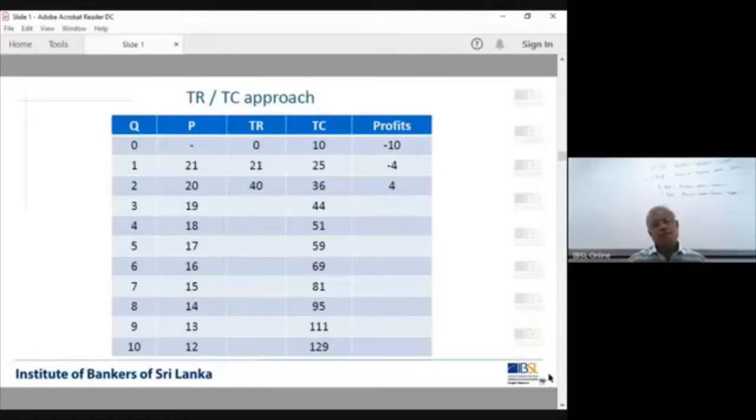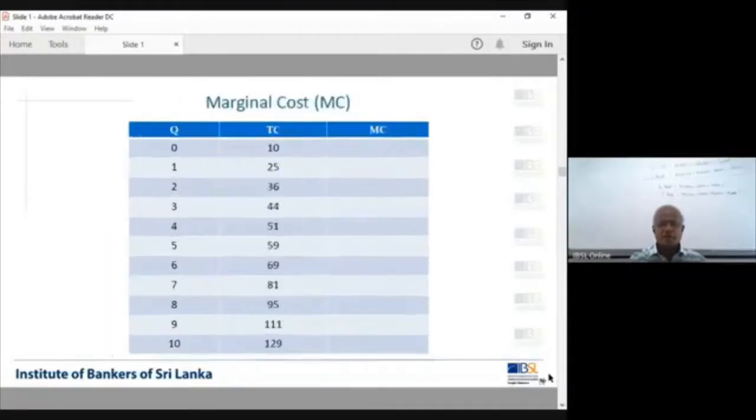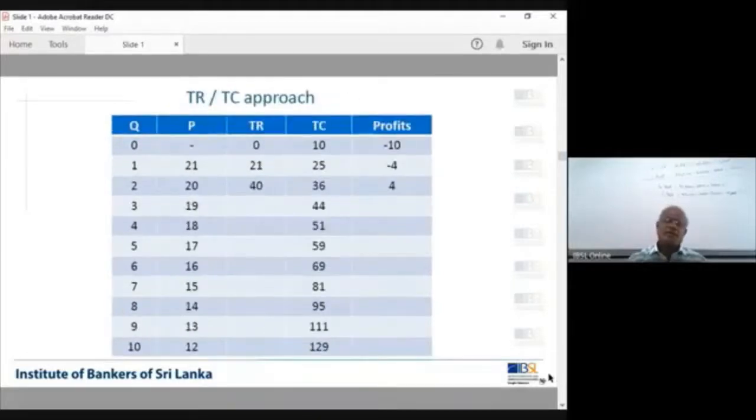Number 2. If you sell 2 kilograms, unit price per kilogram is 20. Total revenue is 20 into 2, 40. Total cost 36, therefore profit is 4. Like that, you can complete this TRTC. You can calculate the TRTC: 19 into 3, 57, 57 minus 44. 18 into 4, 72 minus 51, profit.